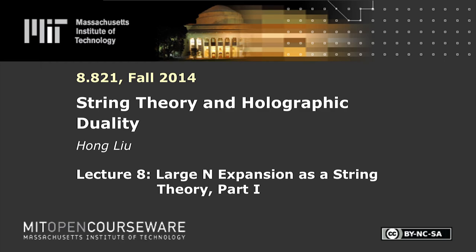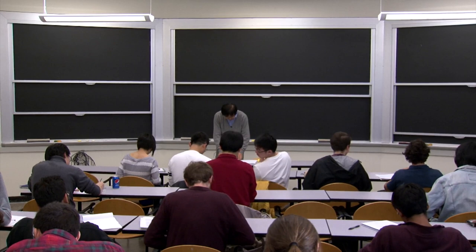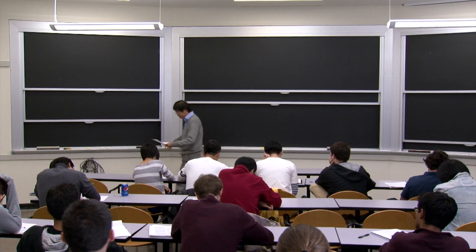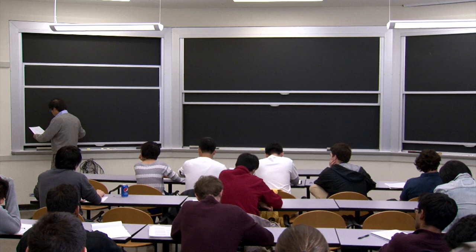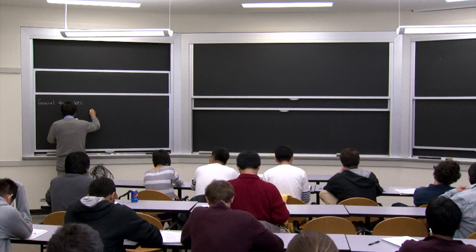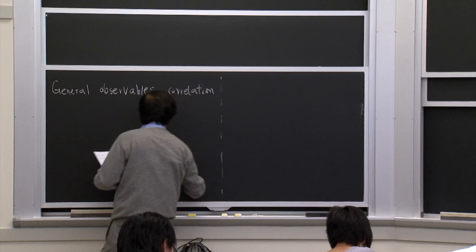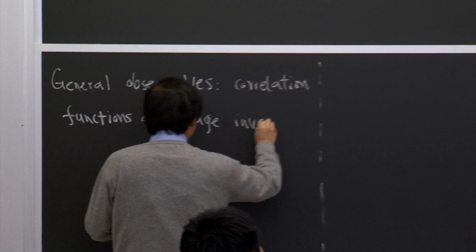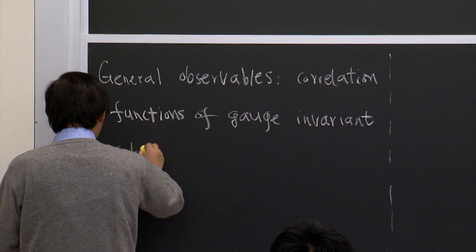Good. So let us start. Let me first quickly remind you what we did in the last lecture. We first talked about general observables in gauge theories. We are interested in correlation functions of gauge invariant operators. In particular, we will be focused on local operators.